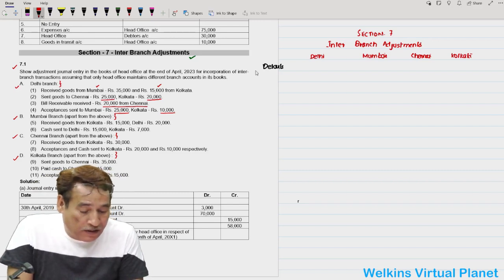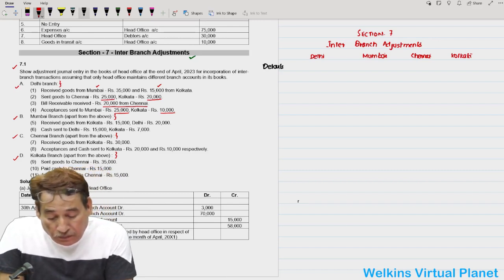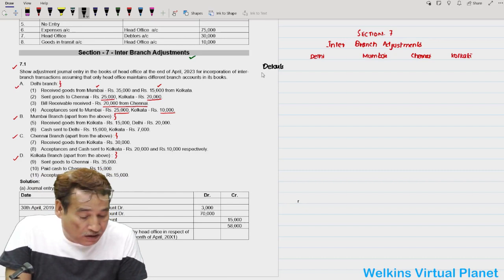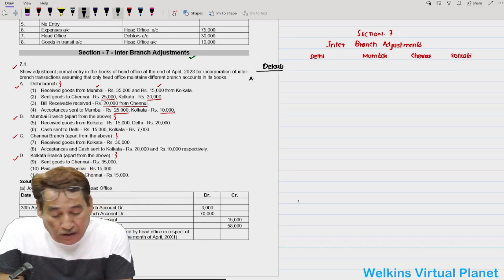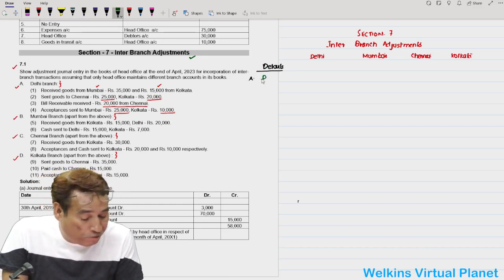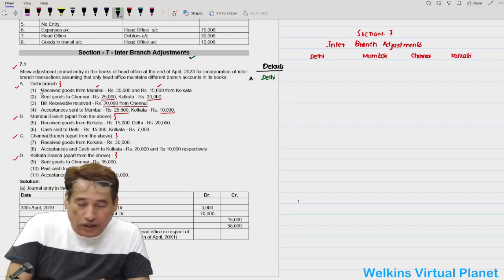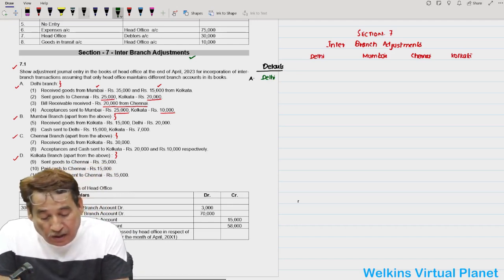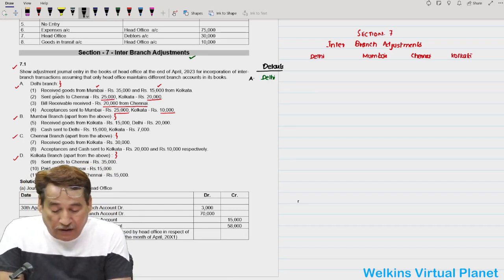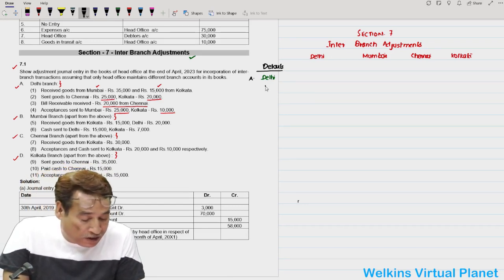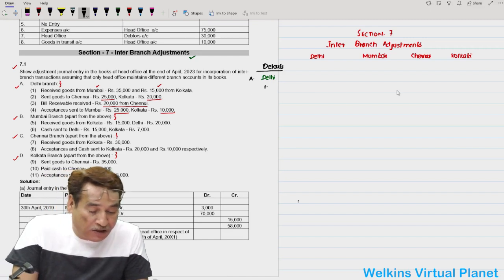Now, as far as details are concerned, first I will write here A, Delhi. That means, first of all, I am considering the transactions of Delhi branch. As far as Delhi branch is concerned, transactions are very simple and straight. The first transaction states that you need not write the entire transaction.